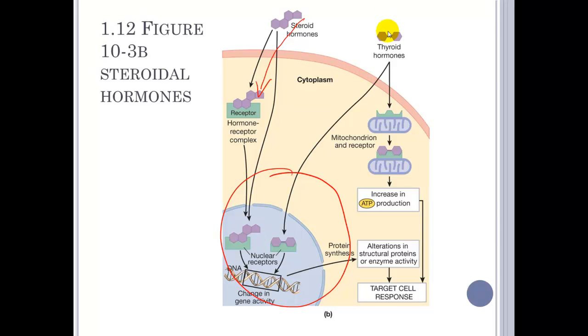Thyroid hormones, again, either get transported in through diffusion, will attach to the mitochondria, which increases ATP production. And this is what these things right here adjust metabolism in the body.